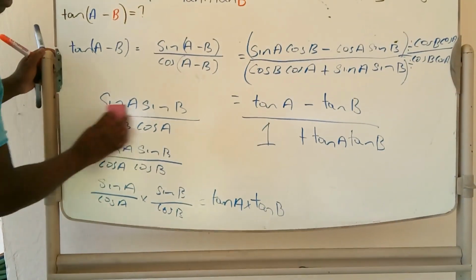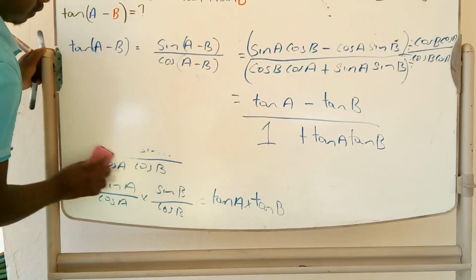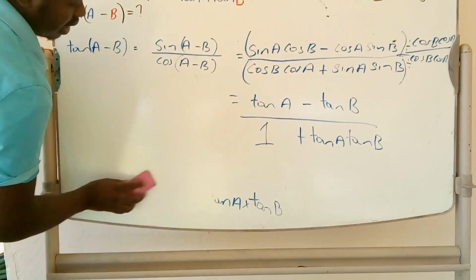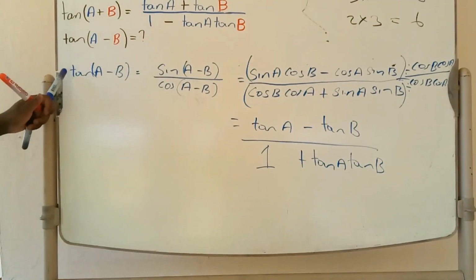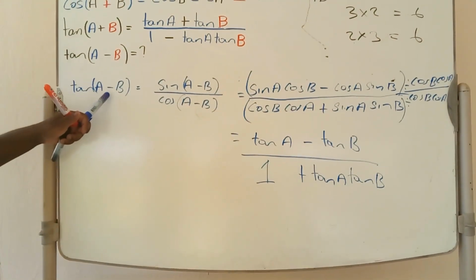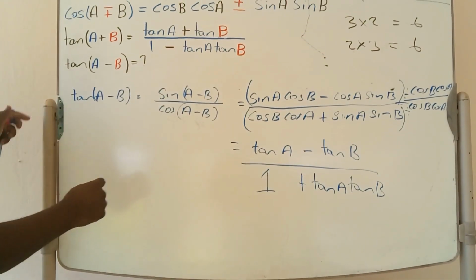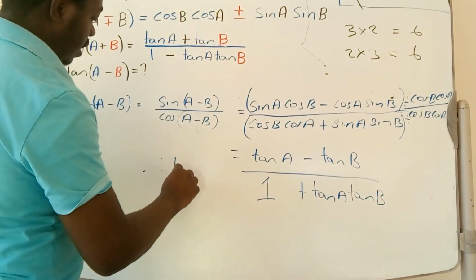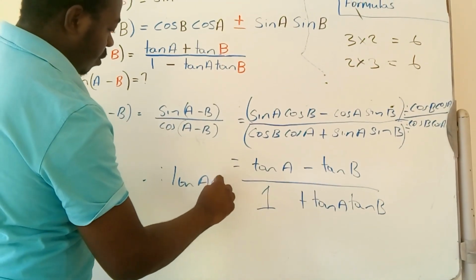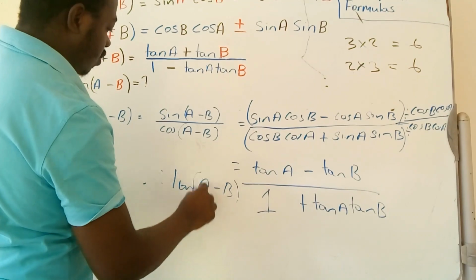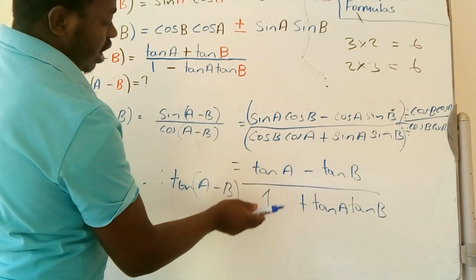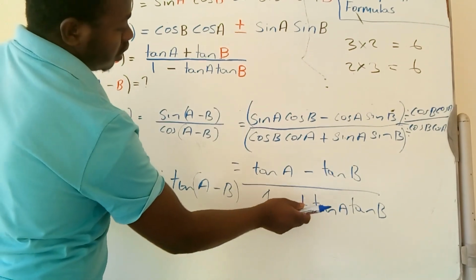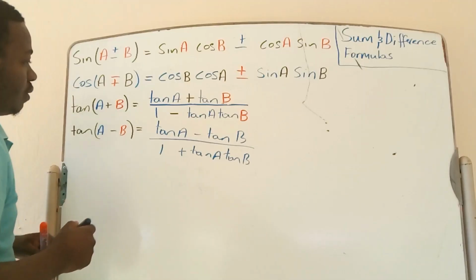So now, I have actually derived the identity, or the formula, the difference formula for tan of A minus B. Therefore, tan of A minus B is actually equal to tan A minus tan B, divided by 1 plus tan A tan B.